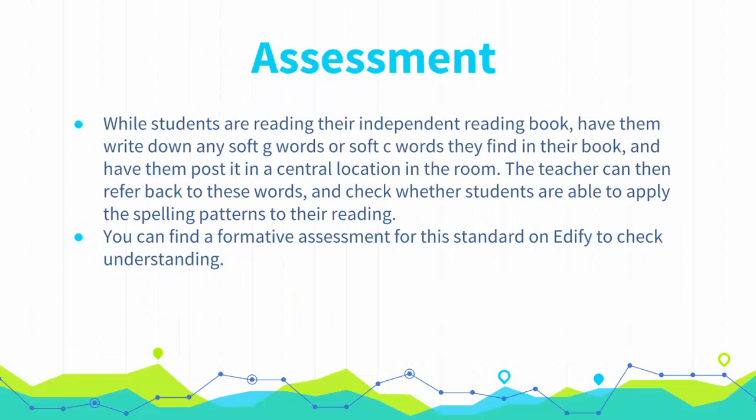To see if students can apply the complex consonant pattern to the books they are reading, have them write down any soft G and soft C words they find in their book and have them post it in a central location in the room. A formative assessment for this standard is on Edify. Students will complete this task independently and on an electronic device.